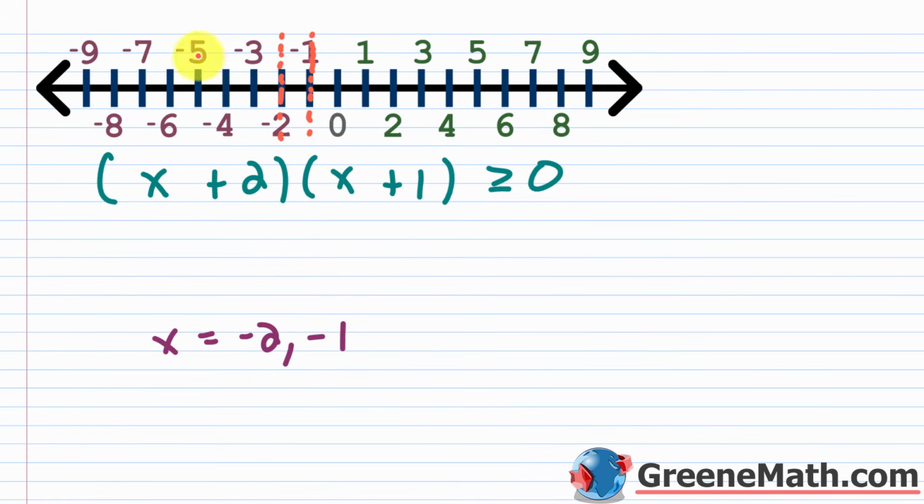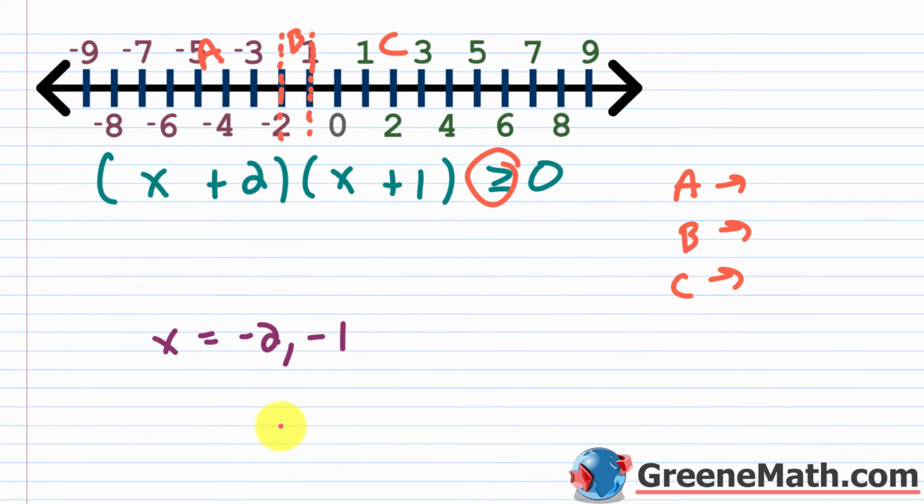So anything less than negative 2, let's say that's A. Between negative 2 and negative 1, that's B. And anything greater than negative 1, that's C. So you have A, B, and C. So you're just going to test inside of each. We know here, because this is non-strict, that negative 2 and negative 1 would be included.